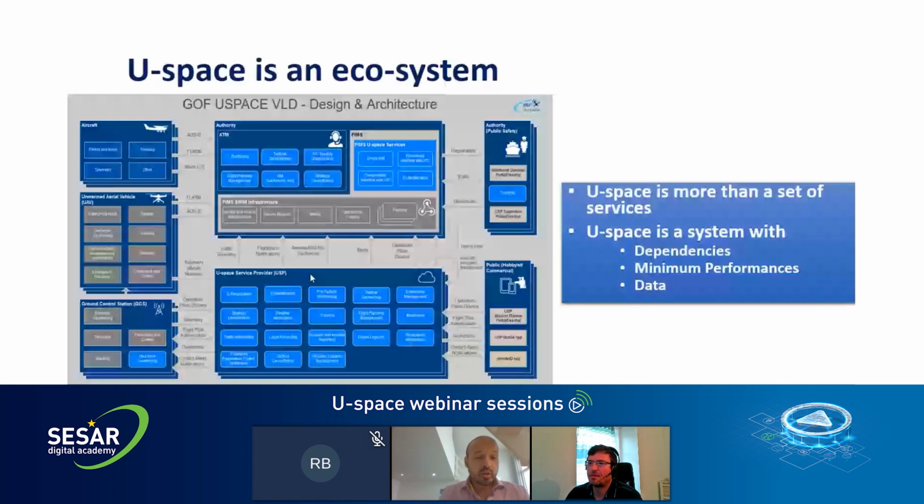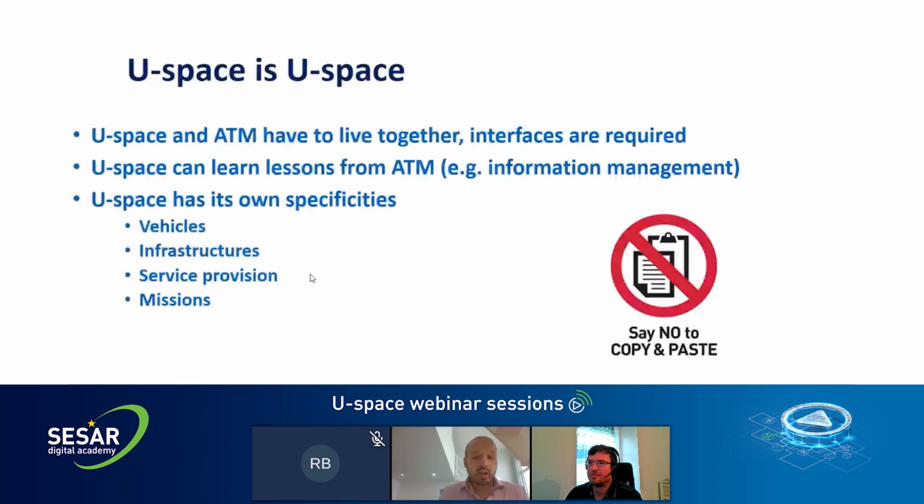And finally, USpace is USpace. I mean here that we do not have to copy-paste from the ATM, even if we have to fully recognize the importance of the ATM, because USpace and ATM have to live together, and interfaces are required. USpace will learn and has learned a lot from ATM and will continue to learn. At the same time, USpace has its own specificity that has to be considered to ensure a proper development of USpace.